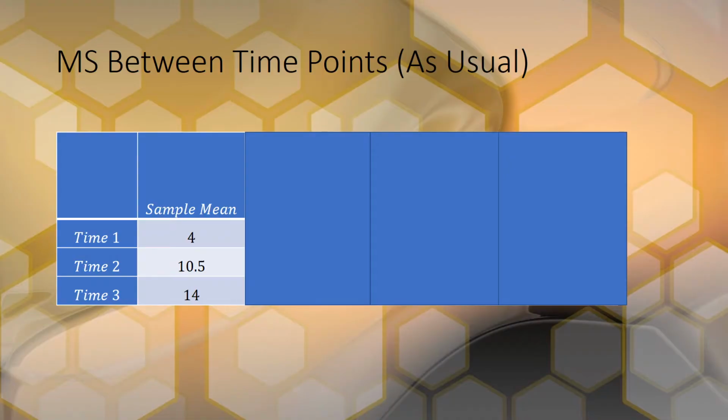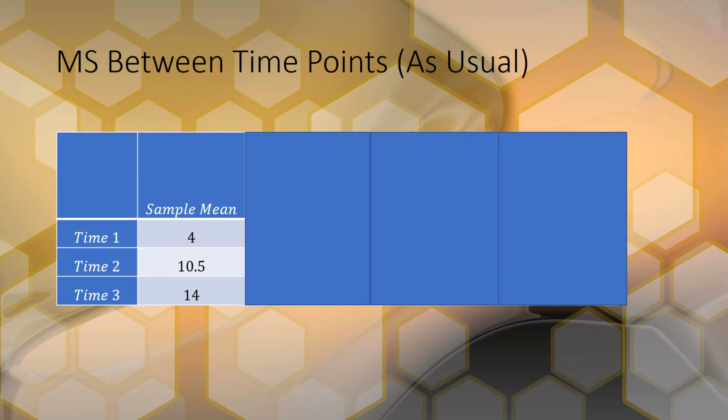We're going to find the mean square between time points. So this is like getting the mean square between groups that we found in the between subjects ANOVA. So instead of groups, we have time points. So the time points are the groups now.